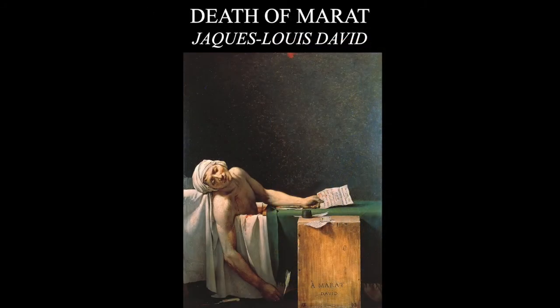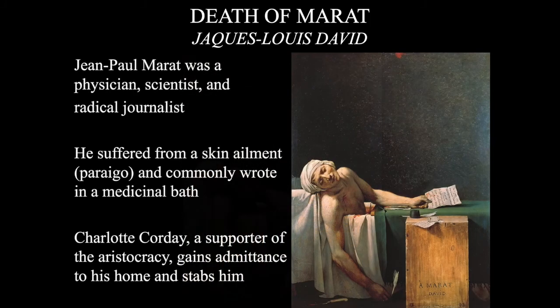Another of his famous works is The Death of Marat, and this is probably his second most powerful painting. This takes place on July 13th, 1793. Marat was a physician, he was a scientist, he was a radical journalist, and he would write pamphlets urging for the abolition of aristocratic privilege. He suffered from a painful skin ailment called prurigo, and he commonly wrote in a medicinal bath. He actually got this skin disease by hiding in the sewers beneath Paris, hiding from his enemies.